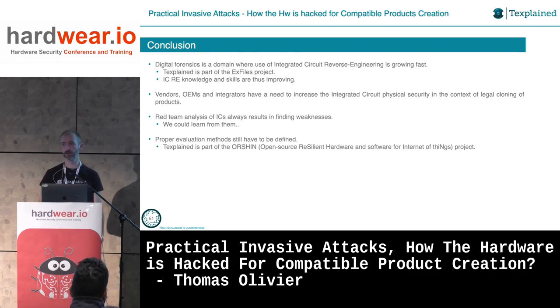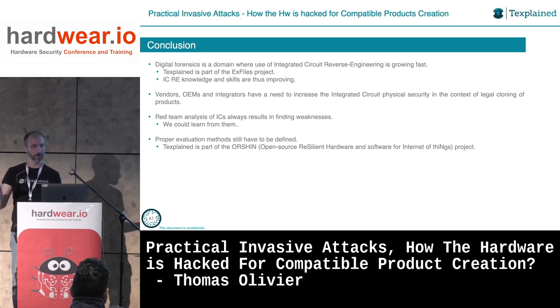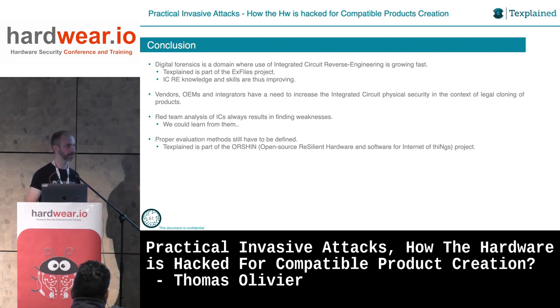Because it's hard to rank a side channel attack like DPA with the same measure and do this also on invasive attacks. I cannot do an invasive attack in 2 weeks. That's beyond my skill, right?